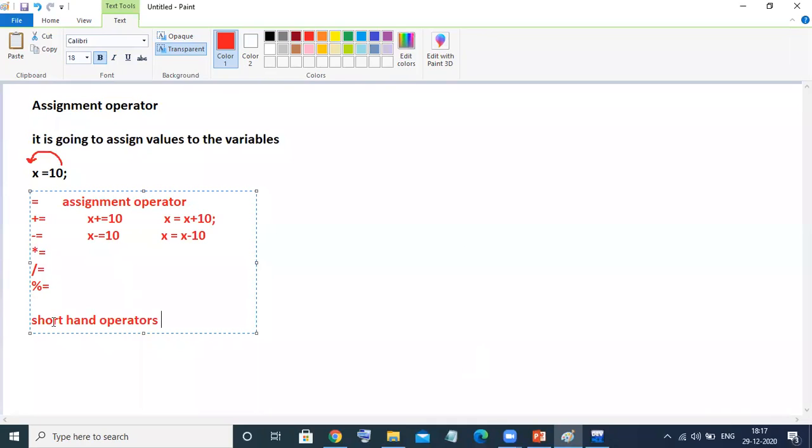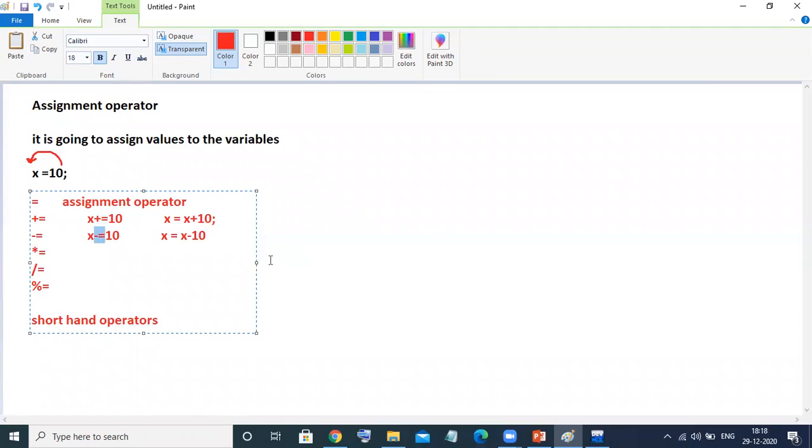Why are they called shorthand operators? Because we are using a shortcut here, right? Instead of using x is equal to x plus 10, we are using x plus equal to 10. Whatever result is calculated on the right hand side will be assigned to the left hand side variable. That is the reason why it is called shorthand operators.